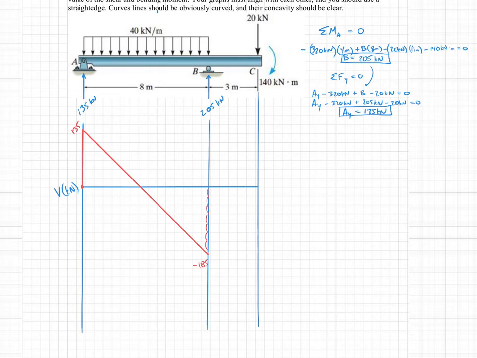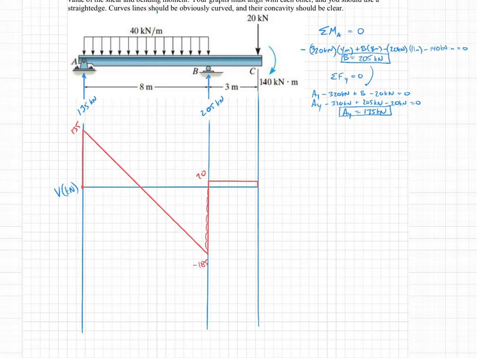At which point we're going to go up 205. So I'm going to go from negative 185 plus 205, to positive 20. So we're going to go up to about right there, more or less. Okay, so that's a 20. And then nothing happens between B and C, so the shear is just going to remain constant until I get here. And then I've got that 20 kilonewtons to drop me right back down to the bottom.